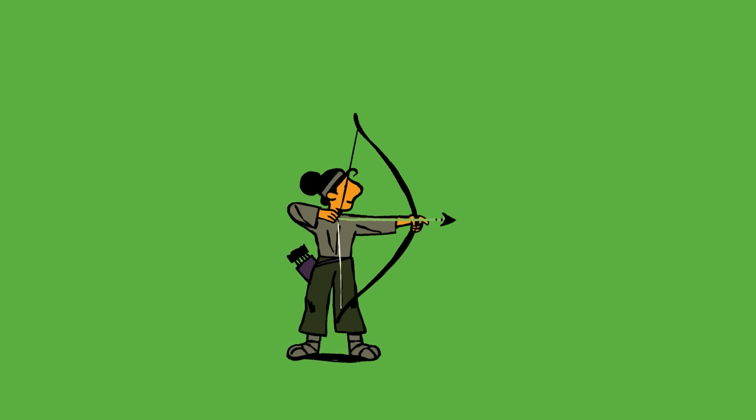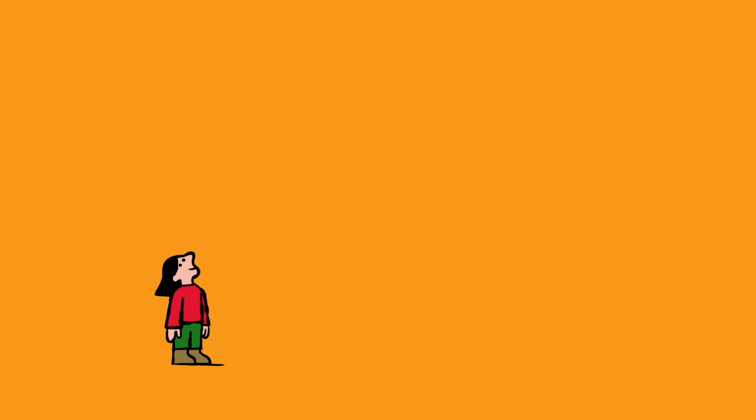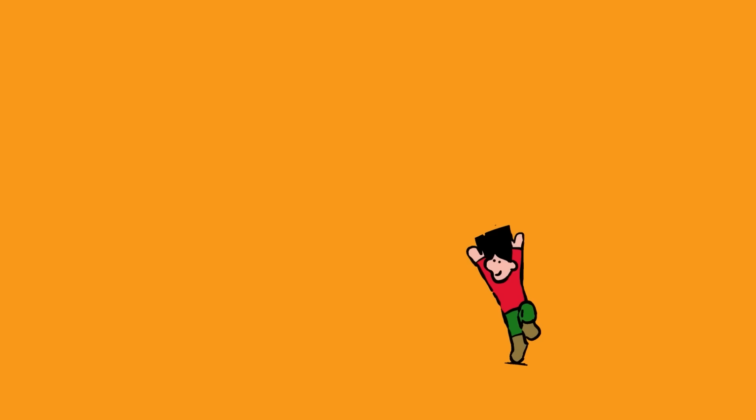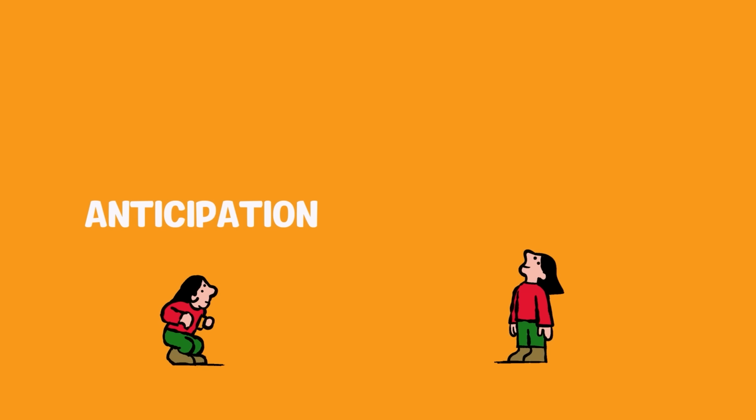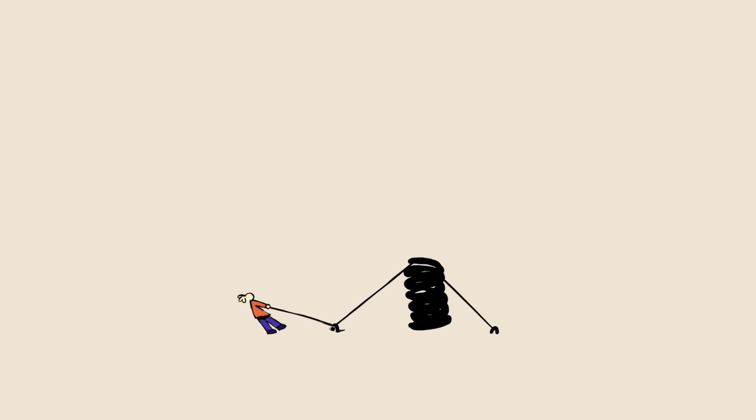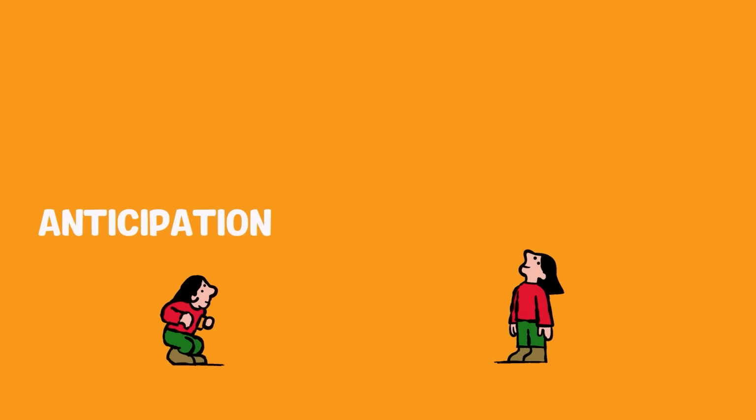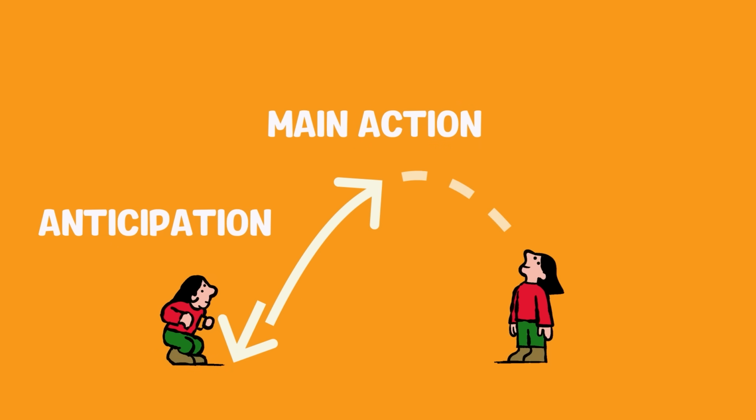This archer pulling back their bow, that's anticipation too. If we're jumping, we go down and then spring upwards. That downward motion, anticipation. When I imagine anticipation, I imagine a spring. So we squish the spring down to add energy and then release it all at once and it bursts upwards. A good rule of thumb for anticipation is that it usually happens in the opposite direction of the main action, and it's almost always smaller than the main action.